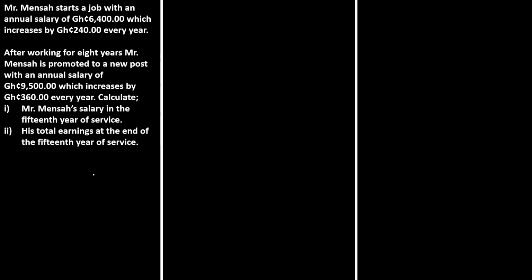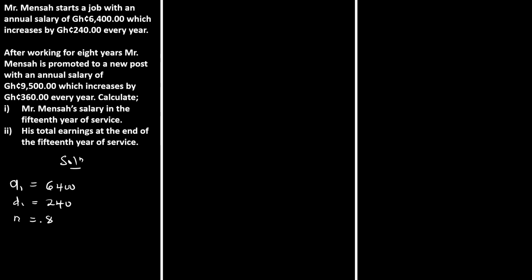Okay, so over here, solution. I'm going to say A1 is my first term, which was given as 6,400 cedis, and D1 is my first common difference, which was given as 240 cedis. That occurred within a period of time, so I would say 8 years. That was the first 8 years.